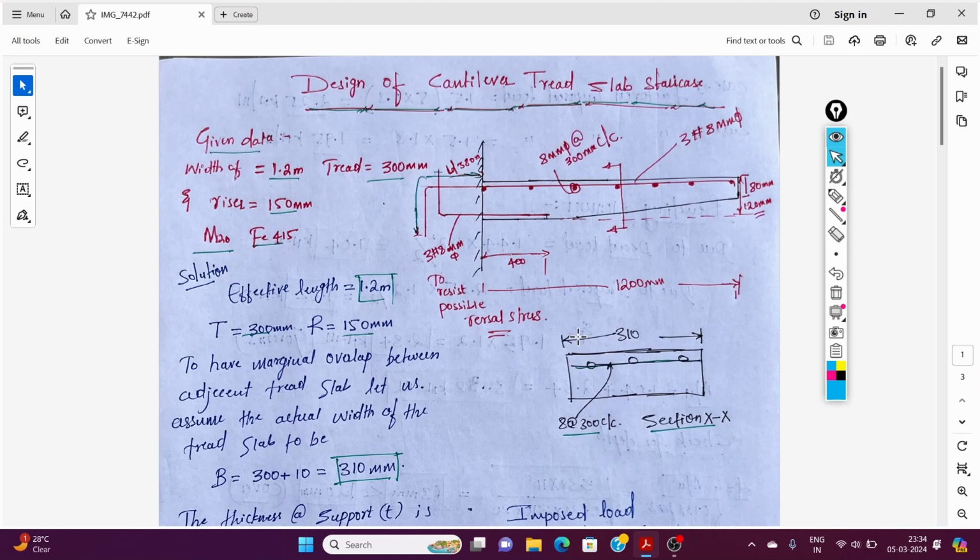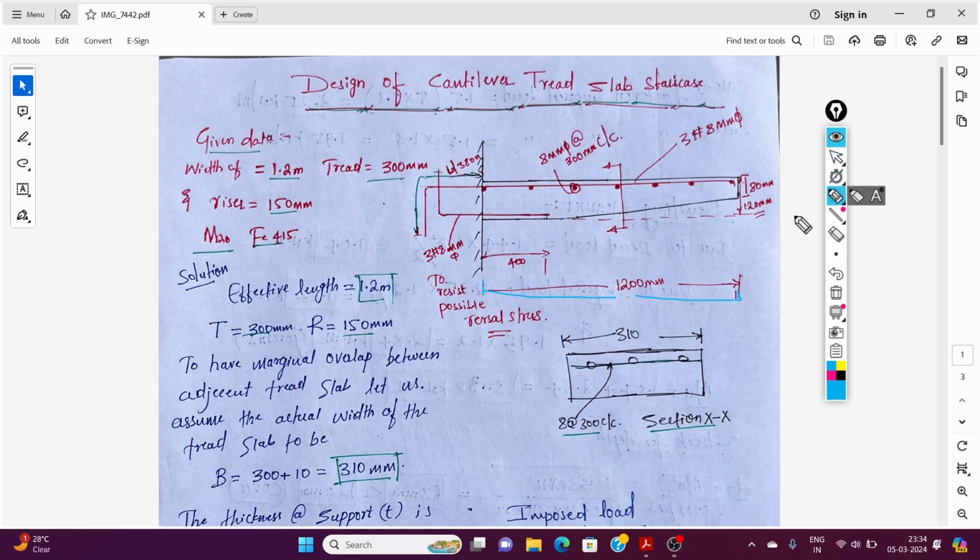In this video, we will see the design of a cantilever tread slab staircase. Here is the given data. The width of the flight is 1.2 meter, the tread is 300 mm, the riser is 150 mm, with M20 grade of concrete and Fe 415. This is the given data, and this is the cross section of the cantilever tread slab.